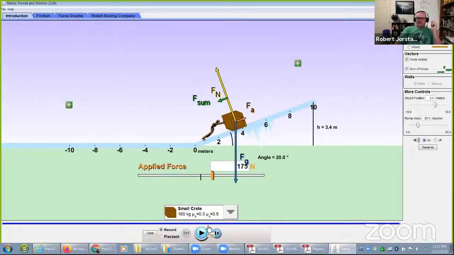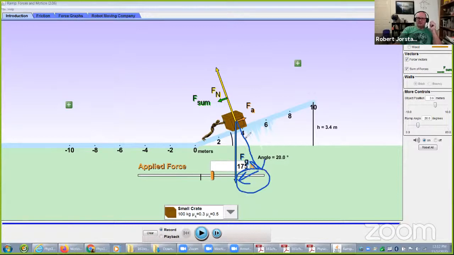Right now, the gravitational force has not changed, but what does change is there's now a component down and a component this way. And notice this component is larger than the force the zombie is applying. So now there's a net force down the ramp.